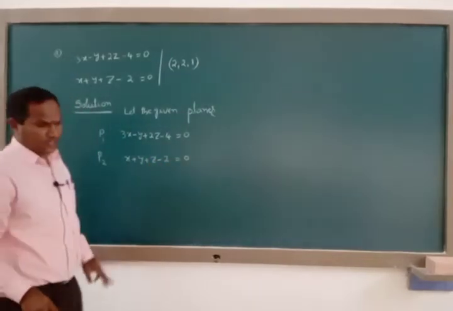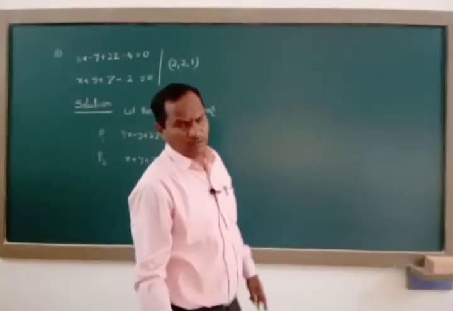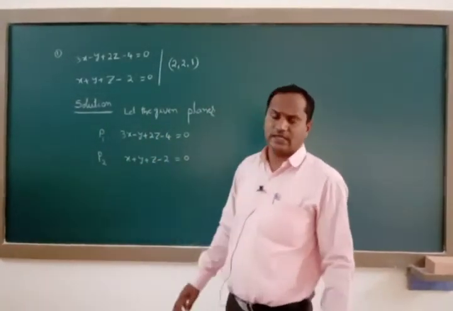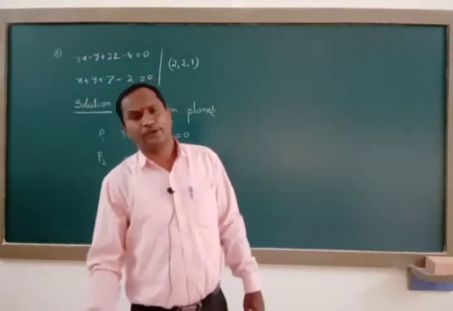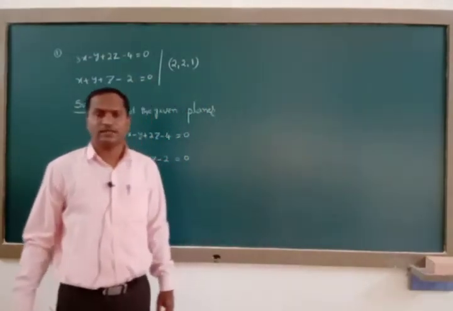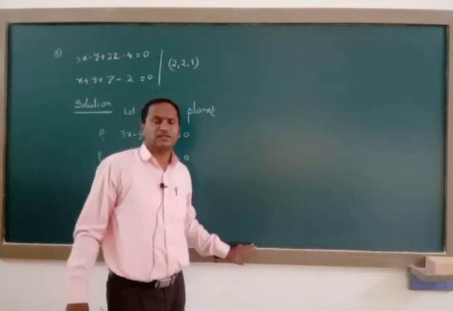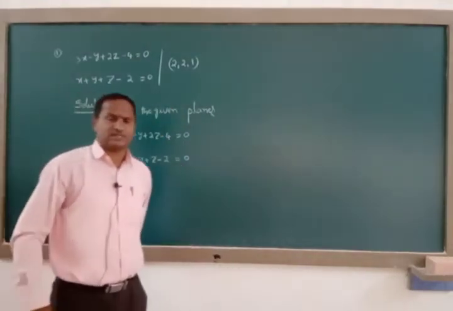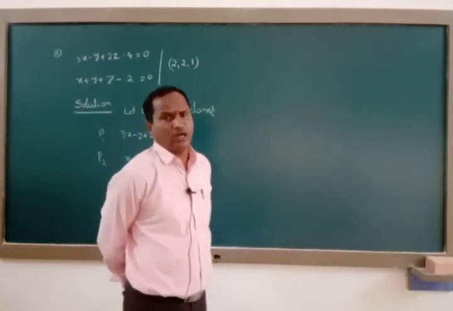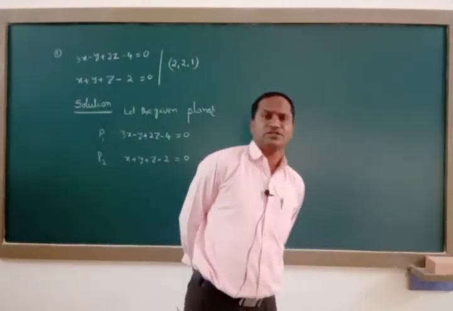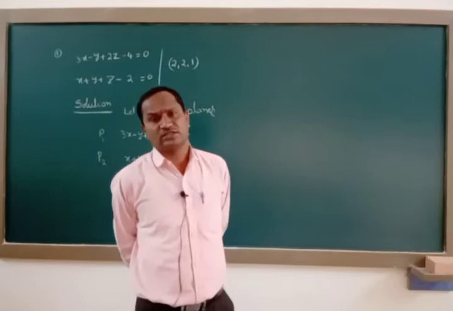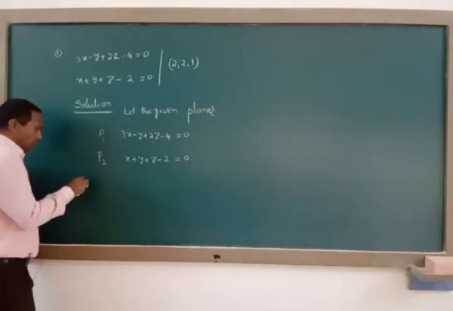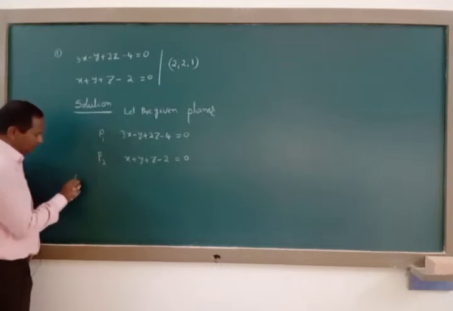Here you have to find the equation of a plane passing through the point of intersection of two planes, say P1 is equal to 0 and P2 is equal to 0, which is given by P is equal to P1 plus lambda into P2, where lambda is a real constant. I told about this formula under the note. After completion of theorems, I told all these formulas.